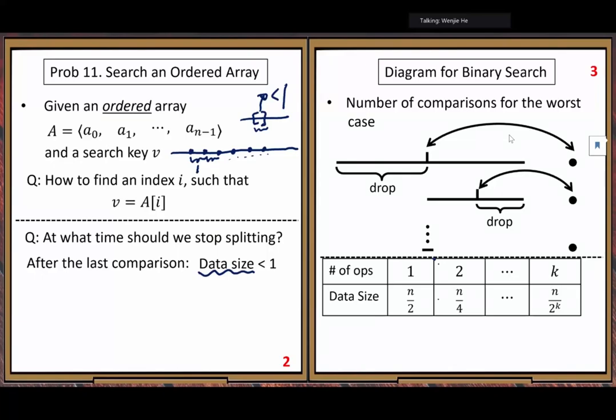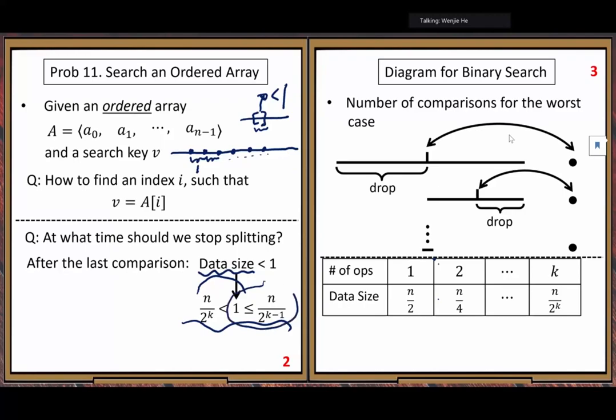Based on this understanding, now we can continue to do our analysis work. Let's look at this inequality. There were 2 inequalities here. The first part, this part, is our stopping condition, right? The current data size must be strictly less than 1. Then the second part of the inequality, this part.